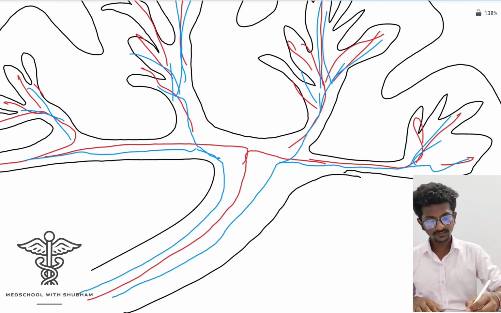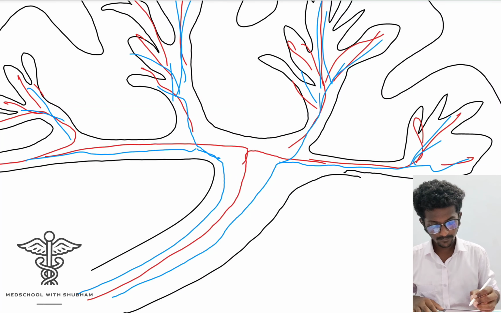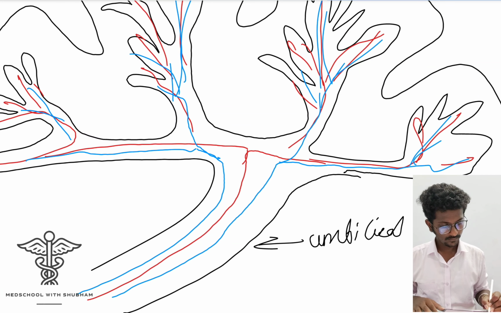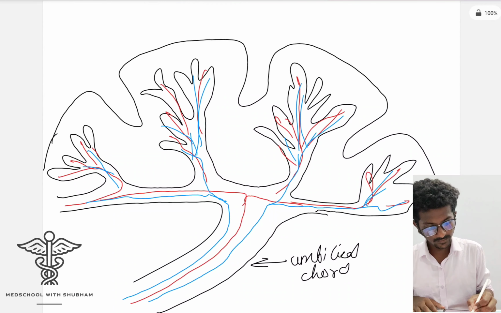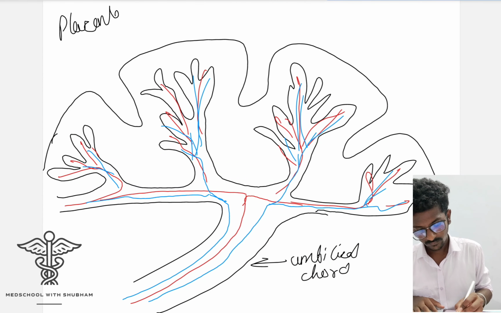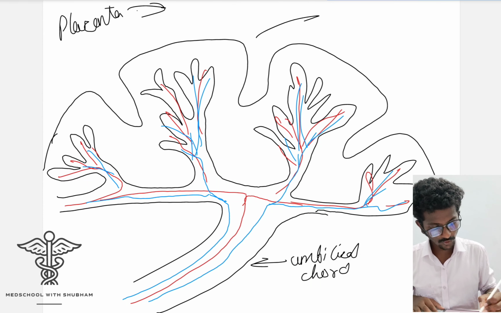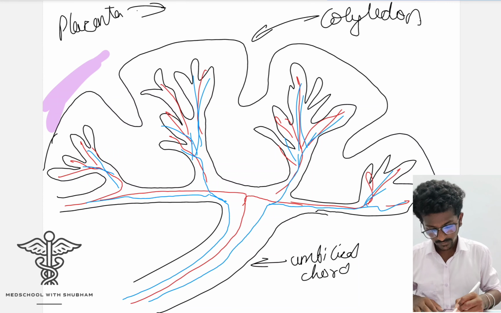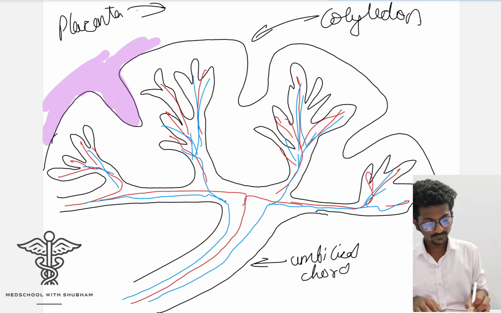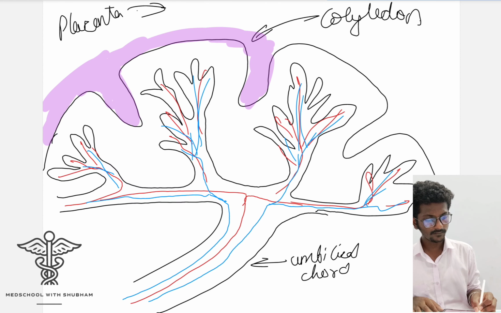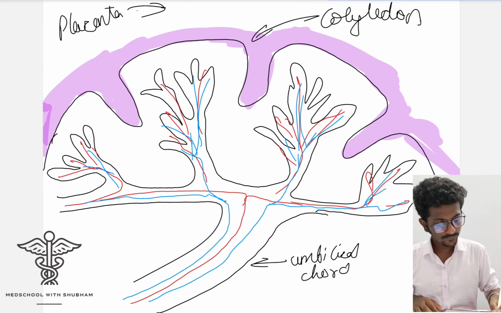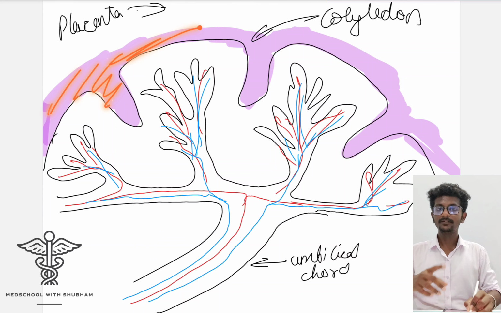Okay, now let's name the structures. So this is the umbilical cord. This entire thing is the placenta, and this thing is the cotyledon. This is the cotyledon, and here you have the decidua basalis, which has invaded inside. And one more important thing: this decidua basalis is the part of the maternal side.